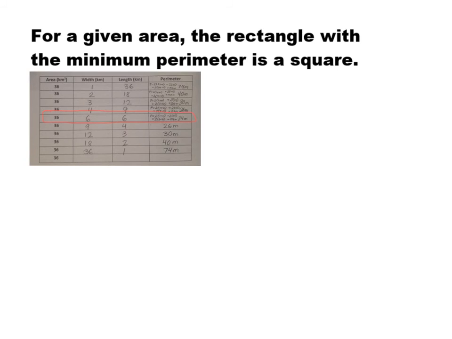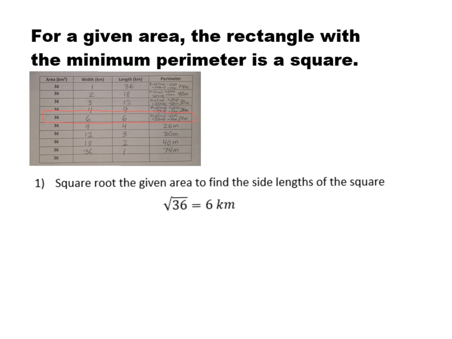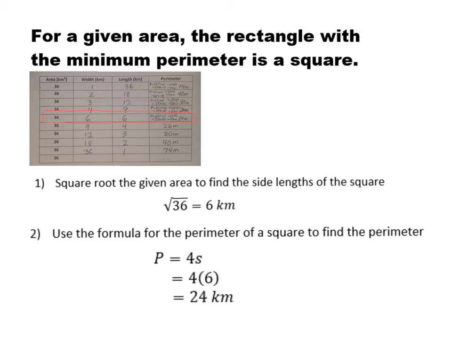Since you know that a square will have the minimum perimeter for a given area, and you know that a square has 4 congruent sides, you can first square root the given area to find the side lengths of the square. Now that you know that the side length is 6 kilometers, you can now use the formula for the perimeter of a square to find its perimeter. As a result, I get a rectangle, in this case obviously a square, that has a perimeter that is 24 kilometers.